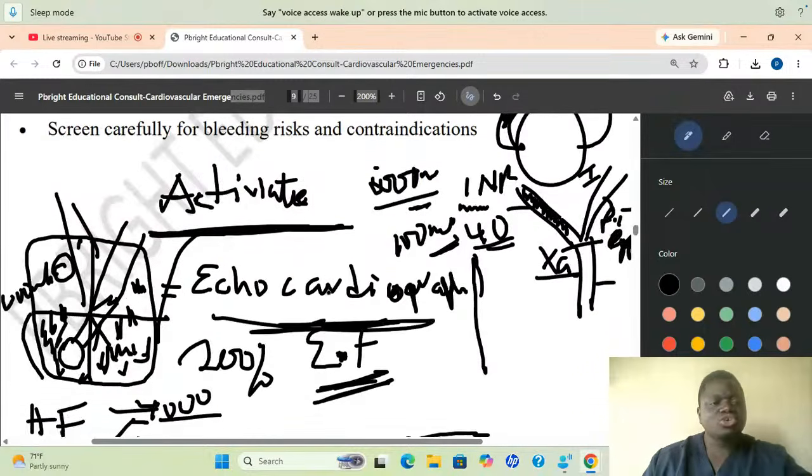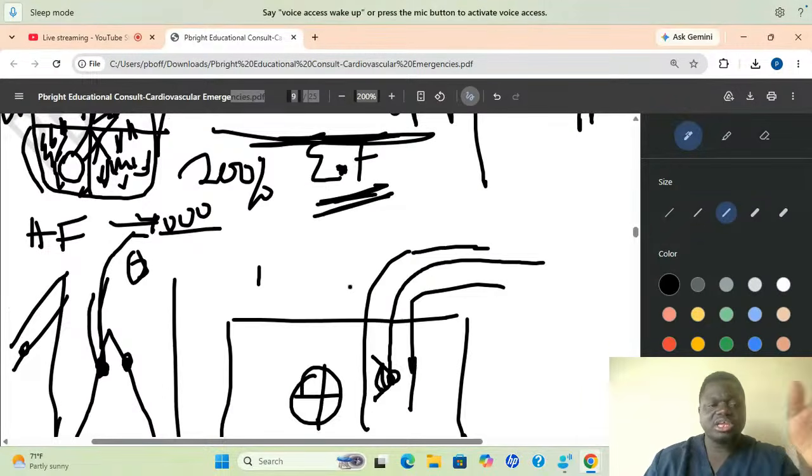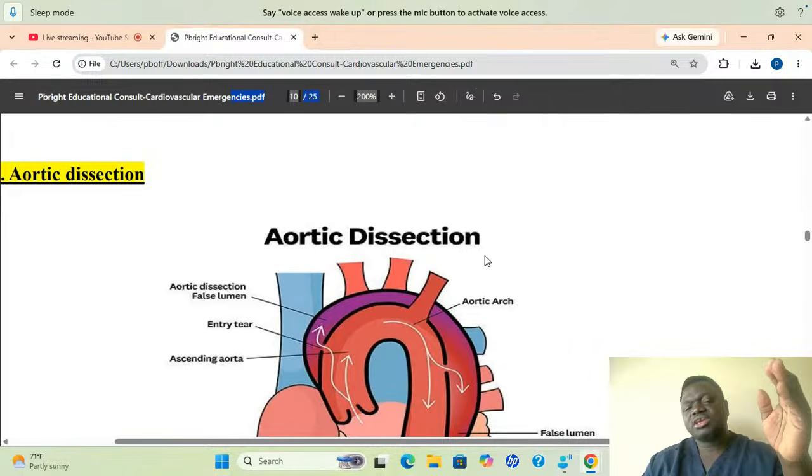So fibrinolytics are not used for STEMI or unstable angina. These are the things you should know. You screen carefully for bleeding risk and contraindications before you set up your IV. Okay, let me make it big.